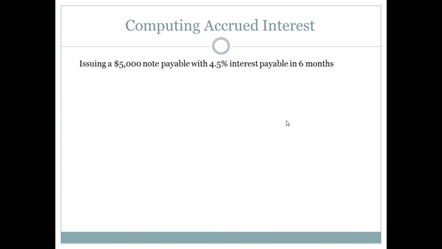Company is issuing a $5,000 note payable with 4.5% interest, and the note is payable in 6 months. One of the first things that you need to understand is that interest rates, in this case 4.5%, are almost always stated on an annual basis. And so what we need to do here is determine the amount of interest that is applicable to this particular note. This note is not going to be outstanding for an entire year. It's only going to be outstanding for 6 months. And so that's our first significant measurement issue as it relates to this note payable.